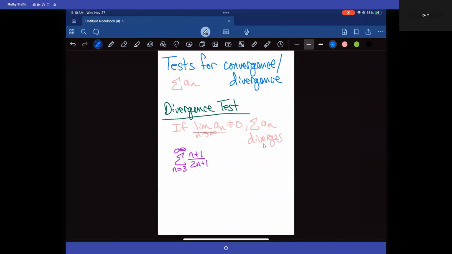We've also talked about one test for divergence, which was aptly named the divergence test. What you're going to see today is another couple of tests for convergence or divergence.